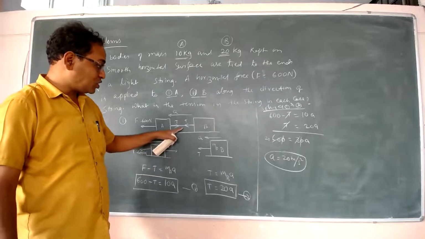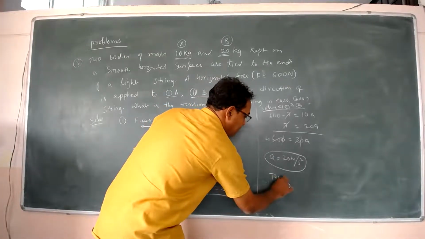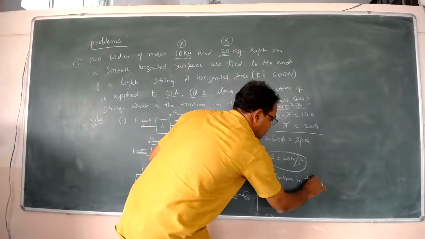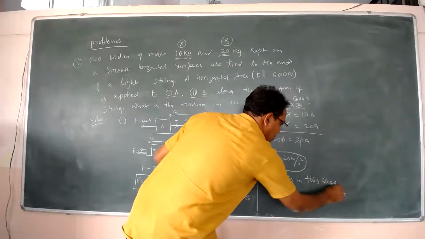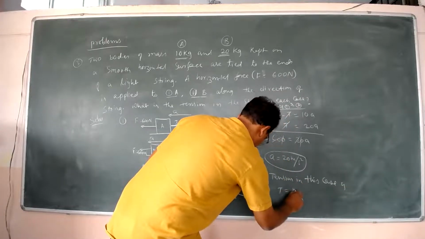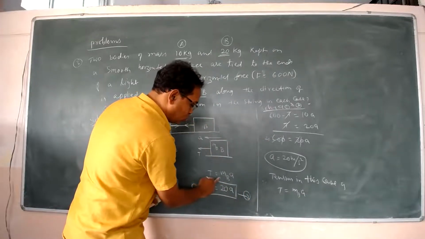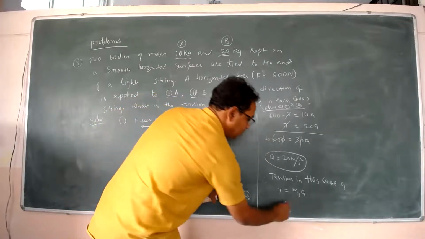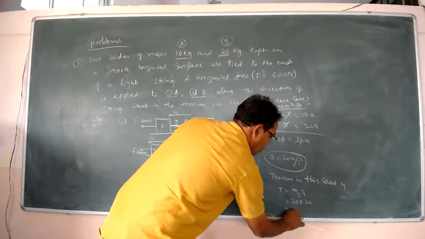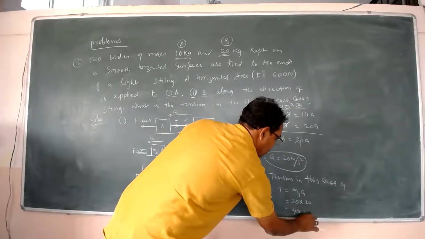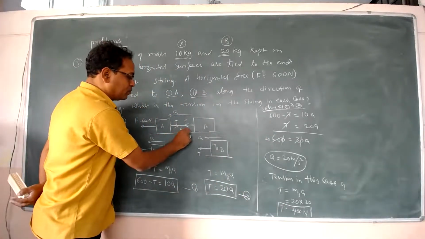Now we have to calculate the tension in it. Tension can be calculated with this formula. Therefore, tension in this case is T is equal to m_B into A. This formula we have, T is equal to this much. That means 20 into A. A is also 20, that is 400 Newton. So here the tension in the string is 400 Newton.